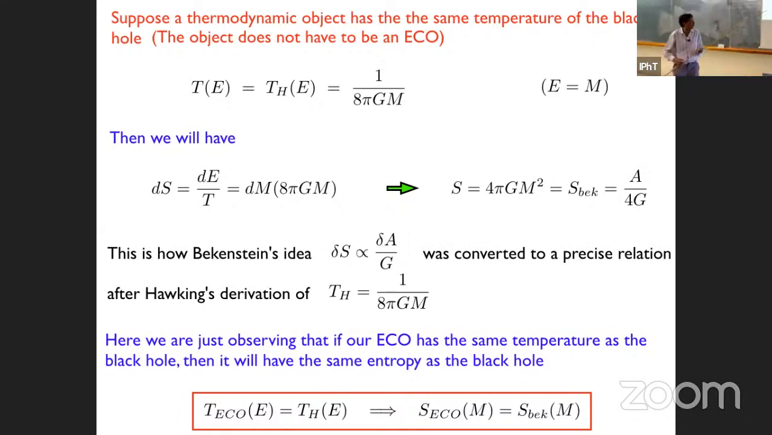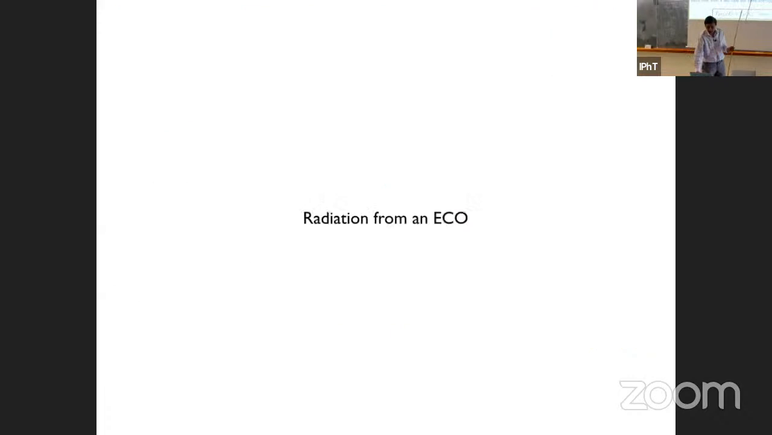Okay, so you don't need to be a black hole or an extremely compact object or anything. This is just thermodynamics, so it's not a deep statement. We are simply saying that if the temperature functions were equal, then the entropy would work out. This is the most trivial of all the statements I'm going to make, but just to keep the entropy aside for the moment, let's talk about radiation.